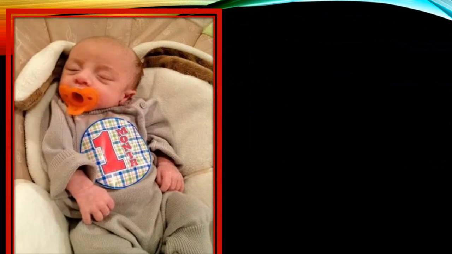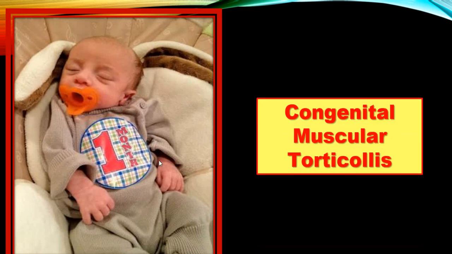What happened with this infant? Because this is a 1 month baby, this is after the neonatal period. He is sleeping and looks well. So what was wrong with this baby is the tilting of his head toward the left side, and this is what is called congenital muscular torticollis.